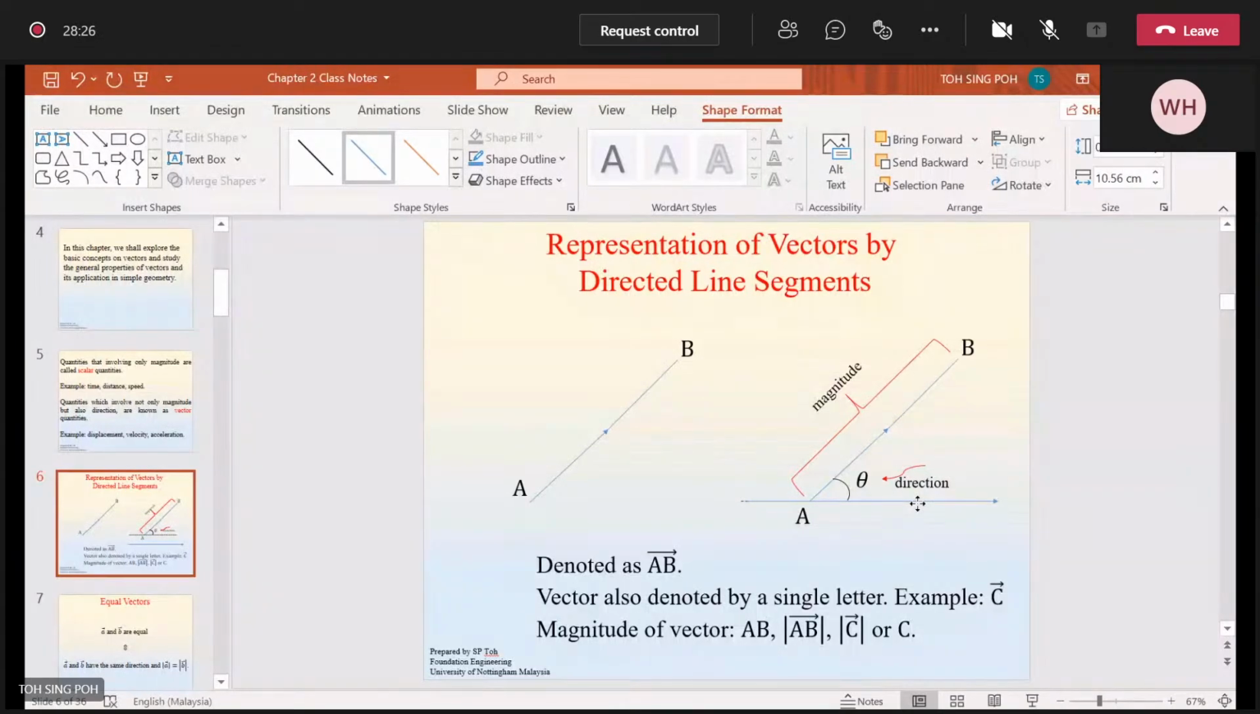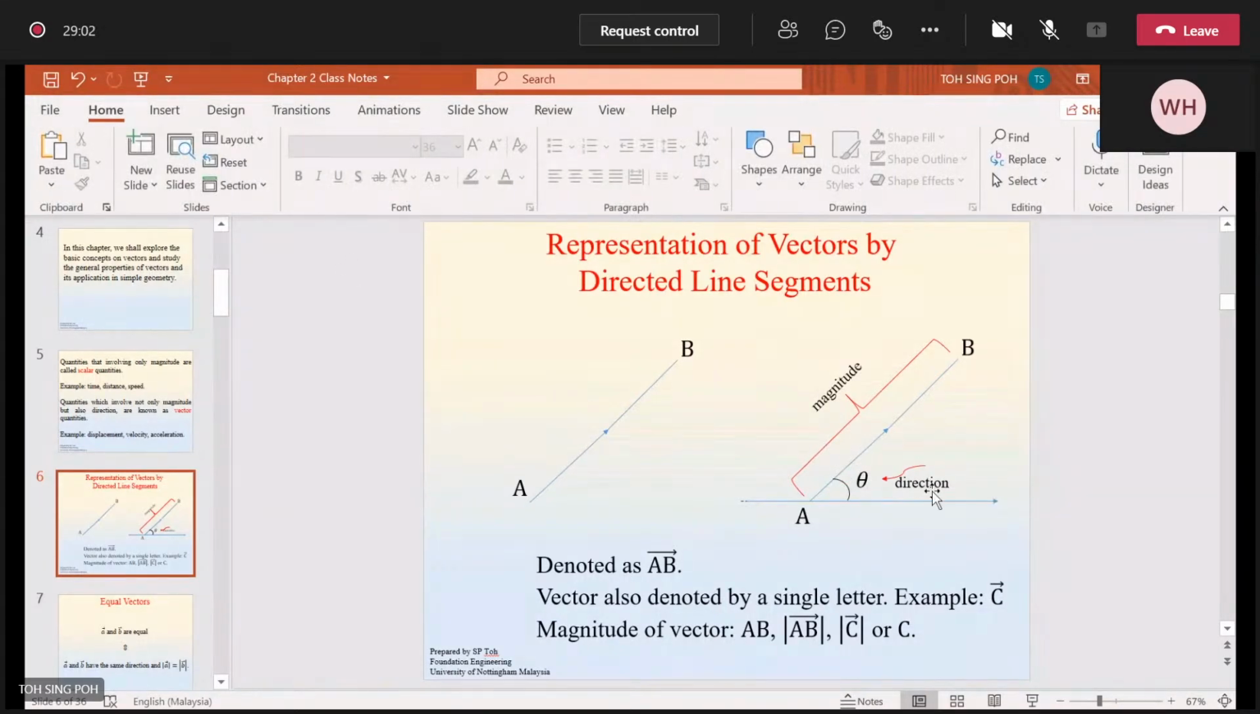If you measure the angle between this line and the vector, you put the tail of the vector on the horizontal line, then these two lines will make an angle, correct? If you measure this angle following the anti-clockwise direction, it is called the positive angle. If you measure in the negative direction, then it becomes negative. Just like I said, anti-clockwise is positive and clockwise is negative.